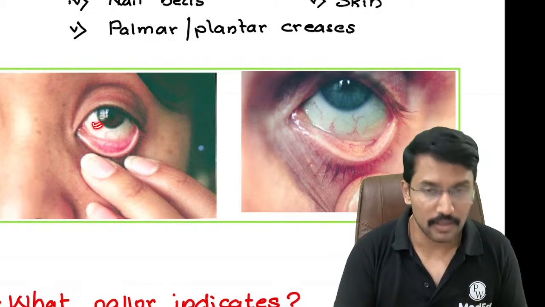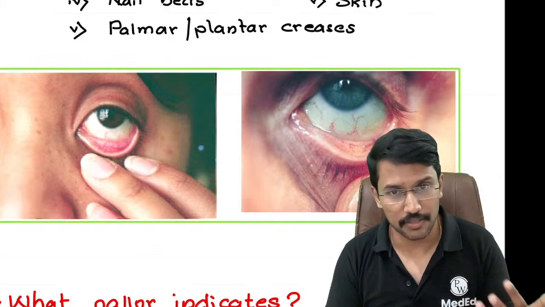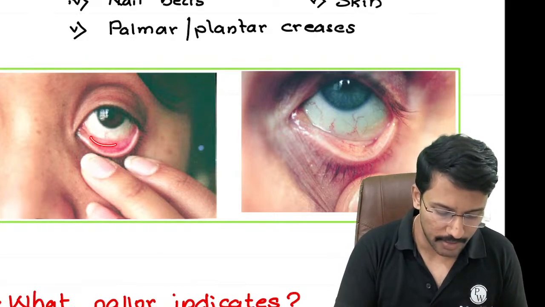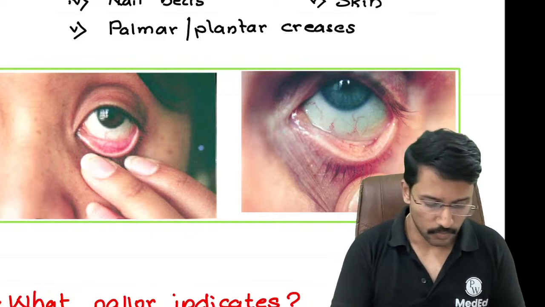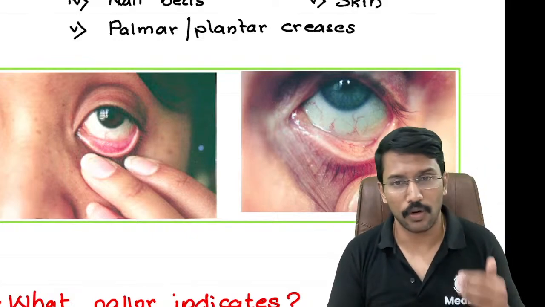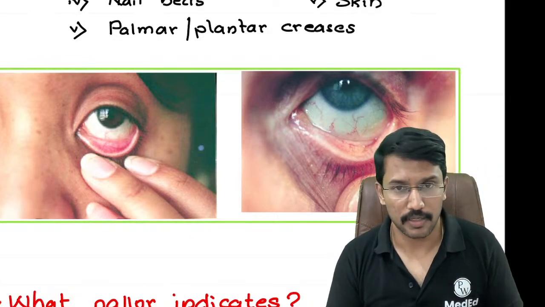Now there are different sides of the conjunctiva. The conjunctiva on the eyeball is what we call the bulbar conjunctiva, and the conjunctiva behind the eyelids is what we call the palpebral conjunctiva. The one behind the lower eyelid is what we call the lower palpebral conjunctiva.